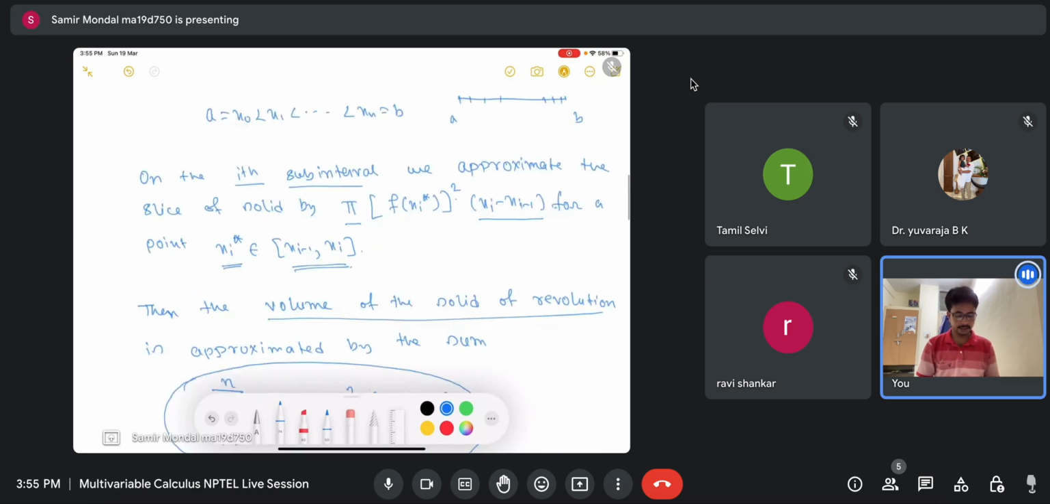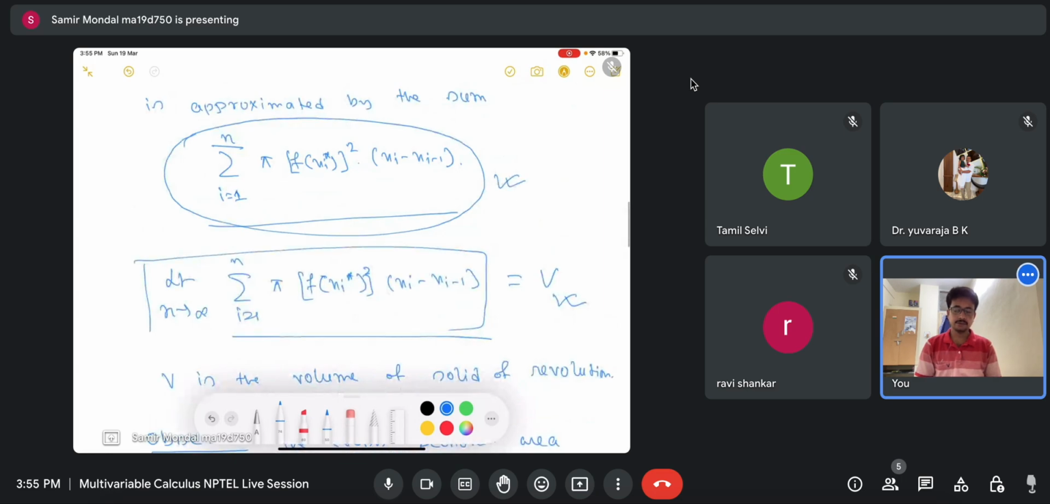After that we take the sum over the full interval. This is an approximate sum, because for the ith interval we take f(x_i*) as the radius. If it is uniform, this is exact volume; if not, it may be high and low, so a gap may be there. For this reason we say it is an approximate sum. After that we take the limit, and we get the volume of the solid of revolution. This is a little difficult to calculate, so we replace it using calculus.